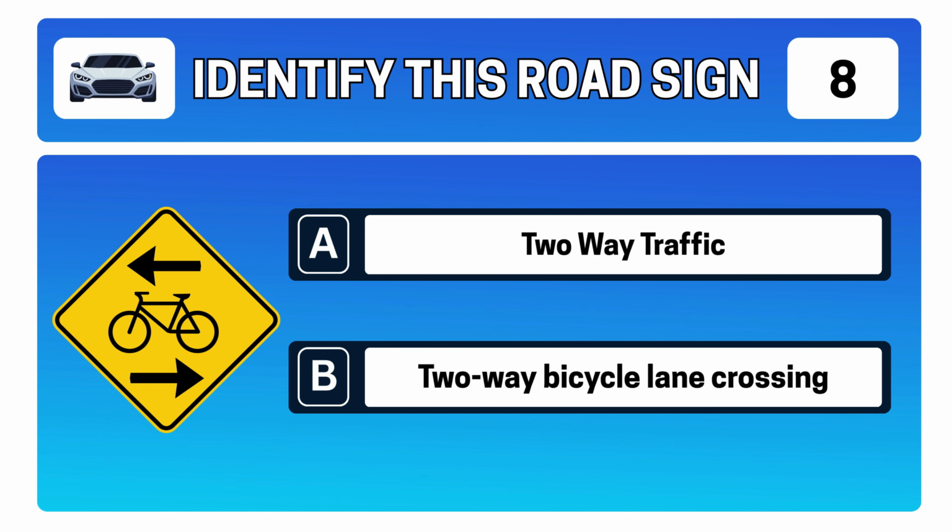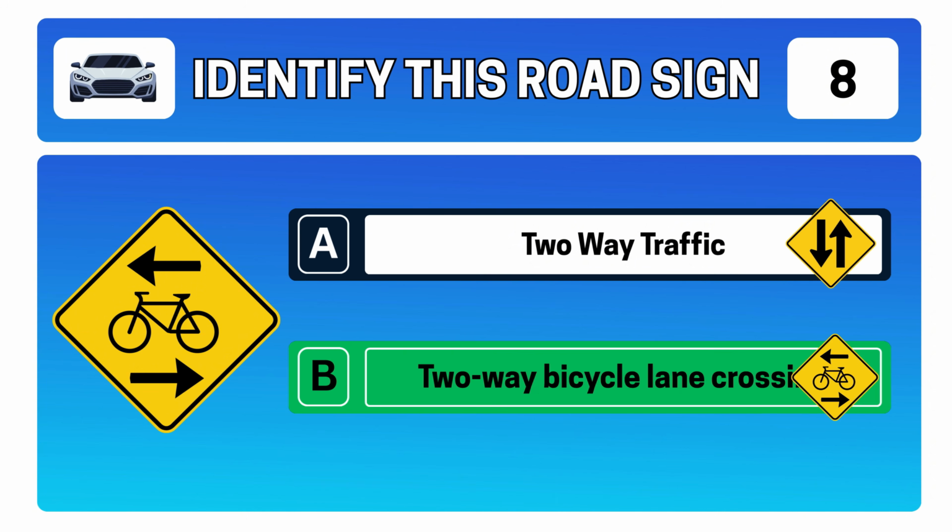Identify this road sign. A. Two-way traffic. B. Two-way bicycle lane crossing. Exactly. It is the two-way bicycle lane crossing sign.